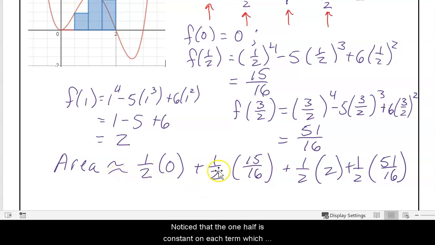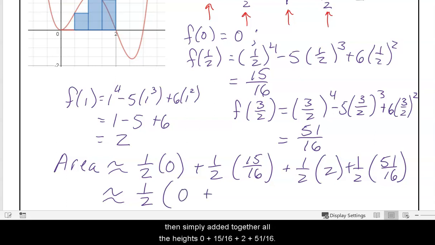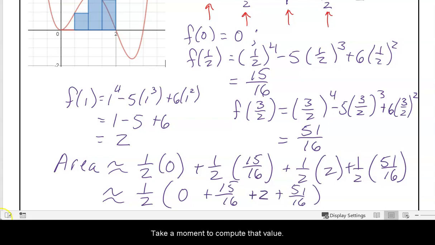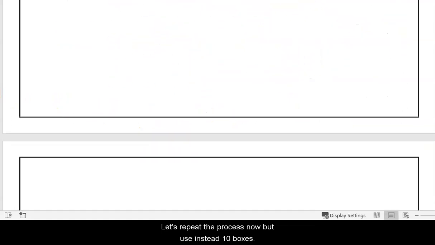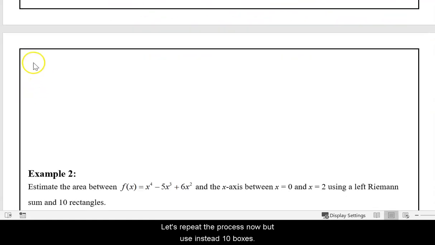Notice that the 1/2 is constant on each term, which means I could also have factored out the width and then simply added together all the heights. 0 plus 15/16 plus 2 plus 51/16. Take a moment to compute that value. I got 49/8 for the sum of the y values, times 1/2 gives me 49/16, which is 3.0625. Let's repeat the process now, but use instead 10 boxes.